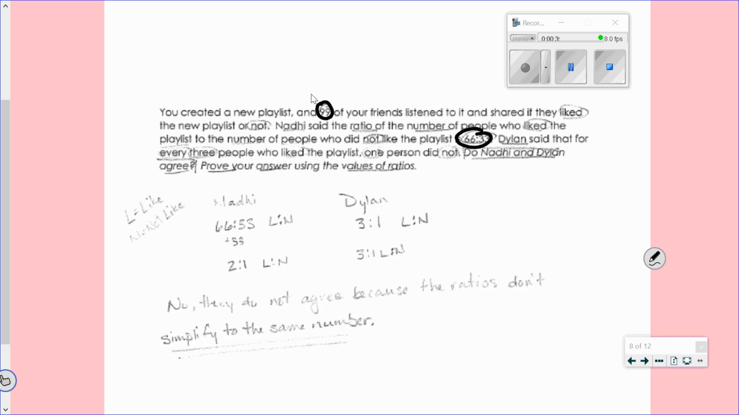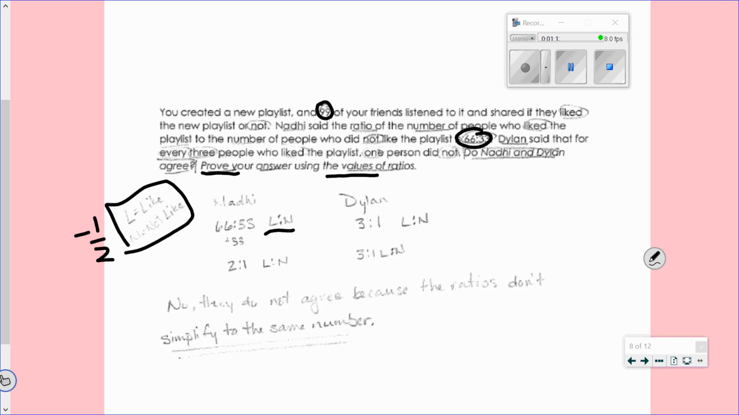And the question is, do Nadi and Dylan agree? You do also have this: prove your answer using the value of ratios. So what are we talking about? Writing your ratios. You'll notice I started with Nadi's ratio. She said 66 to 33, likes to not likes. I used variables. Remember, anytime we use variables, we must identify our variables, correct? So guess what happens if I use variables but don't identify them?